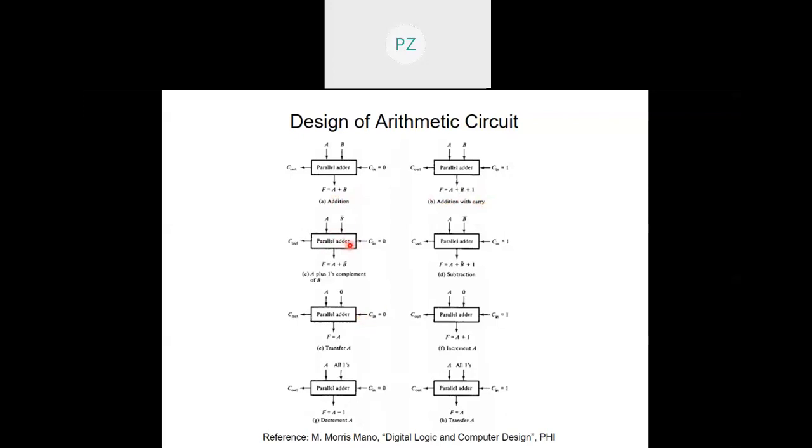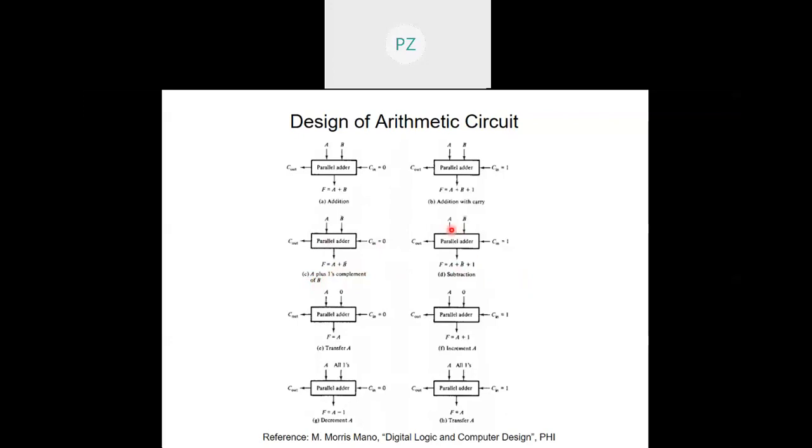Now the same parallel adder, the same arrangement, but what I'm doing here is adding A with B bar. This is B bar, right? So this becomes A plus B bar with Cin equal to 0, which will essentially be A plus the 1's complement of B. Why I'm doing this, you will understand. First, let us consider D.